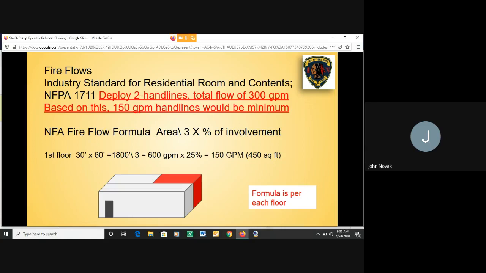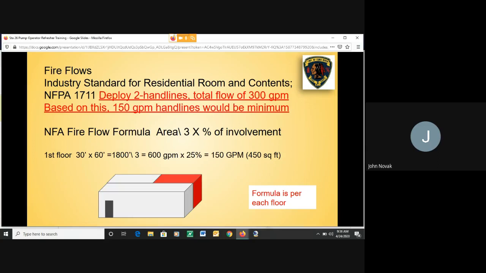So the National Fire Academy fire flow formula is basically area divided by 3 times percentage of involvement. So in the example down here, we have first floor, and this is based per floor. So first floor, the building's 30 by 60, comes out to 1,800 square feet. Divide that by 3. So if it's a one-story ranch, about 1,800 square feet, we need to at least have 600 gallons per minute available.